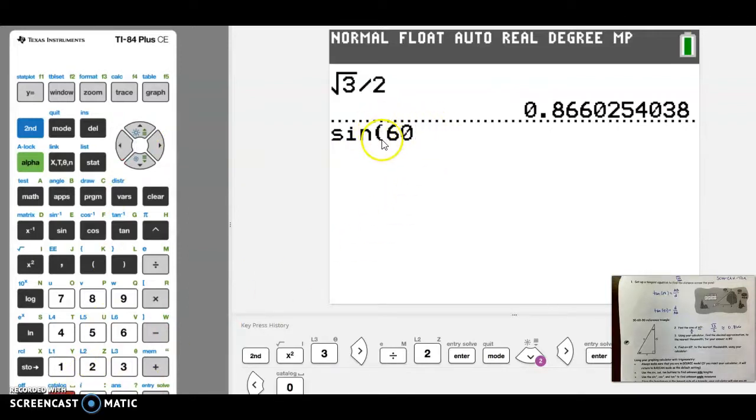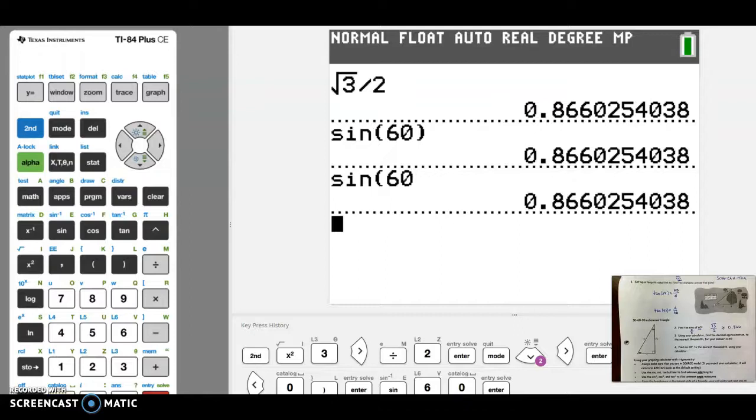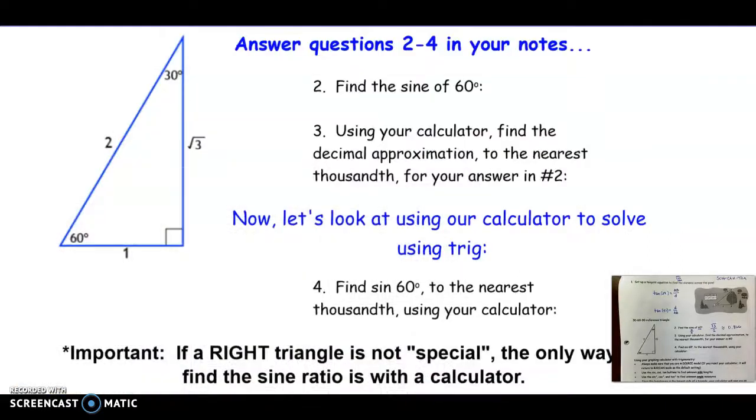Notice it has an open parentheses here. It really doesn't matter if I close the parentheses or not, because I'm not going to type anything after it. But if you're OCD like me, you just like, if you have an open parentheses, to see a closed one as well. But I promise it does not matter at all. So we're going to press enter, and what do you see? Those are exactly the same thing, aren't they? So the sine of 60 is the square root of 3 over 2, which is that 0.866. Same thing. And I'll just show you real quick, if I did sine of 60 and didn't close the parentheses, I get the same thing. So you get the drift on that. So on number 4 in your notes, you should have gotten 0.866 as well.